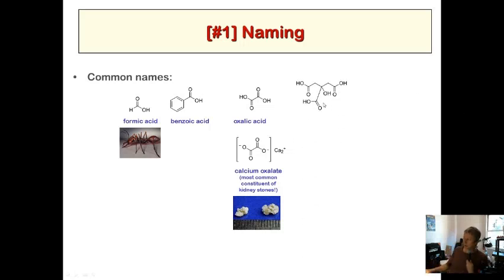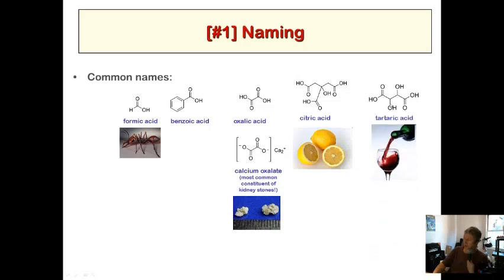We saw this one already. It's a tricarboxylic acid with a hydroxy group. This is citric acid, found in citrus fruits. You have 2 carboxylic acids and 2 hydroxy groups. I think this is tartaric acid. Yeah, this is found in wine and other naturally occurring things like grapes.